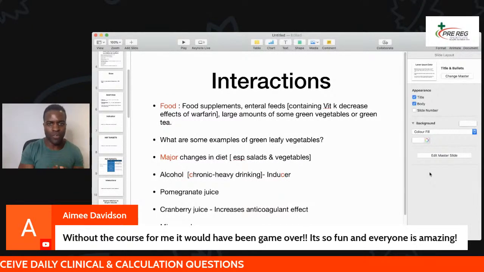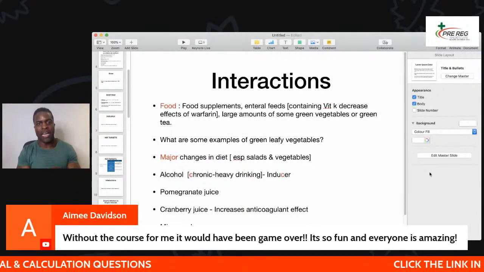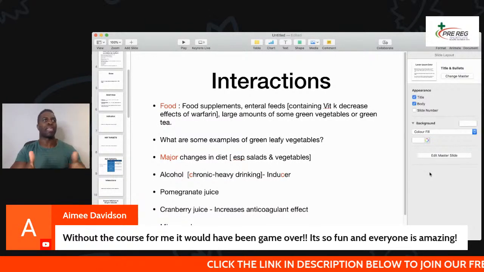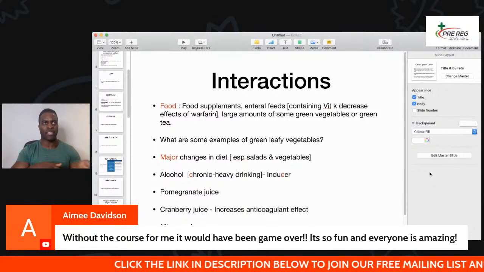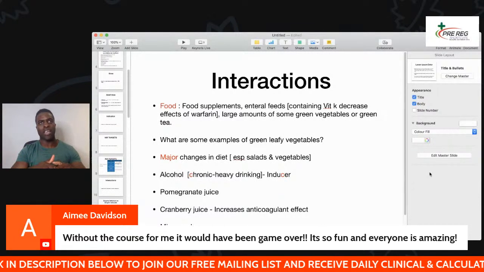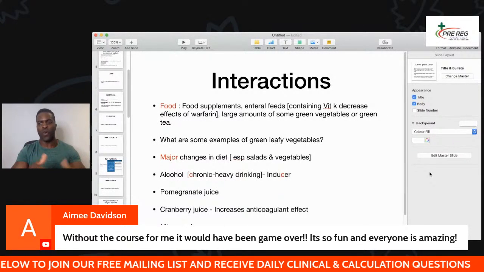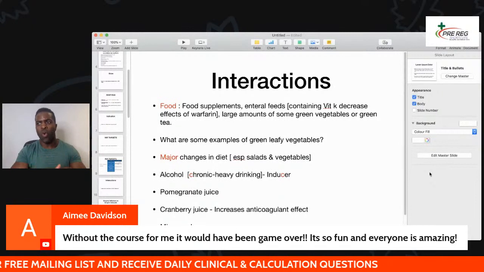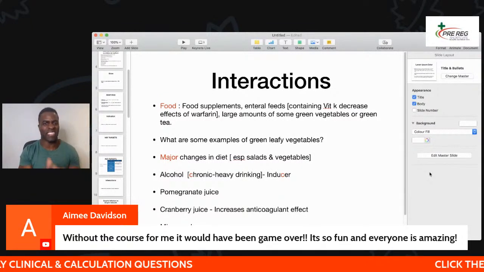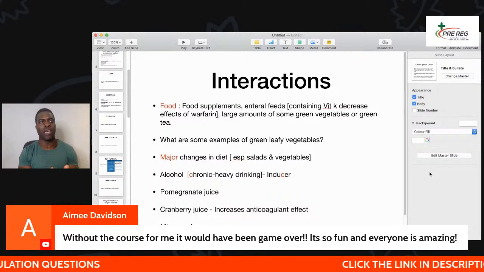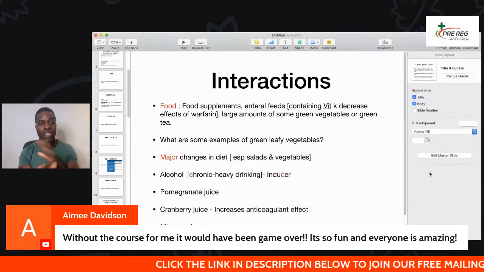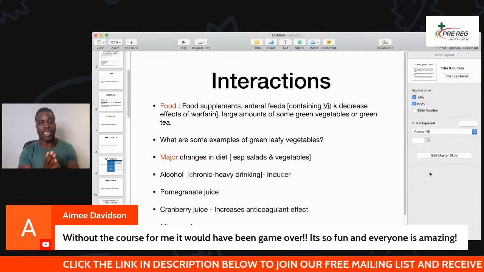So examples of green leafy vegetables you need to know. Major changes in diet. You always advise patients not to make any major changes. So it's not really don't make any changes. You can't tell them, hey, listen, don't start eating green vegetables or don't eat anything. It's major changes. If someone wants to eat a lot of salads, or a lot of green stuff, or they went on this green diet where all of a sudden your consumption of maybe once a week of eating vegetables becomes like 7 days a week, three times a day, I'm all green. You know when you're so green, you start looking like the Hulk. Once you start looking like the Hulk, that is a major change in your diet.